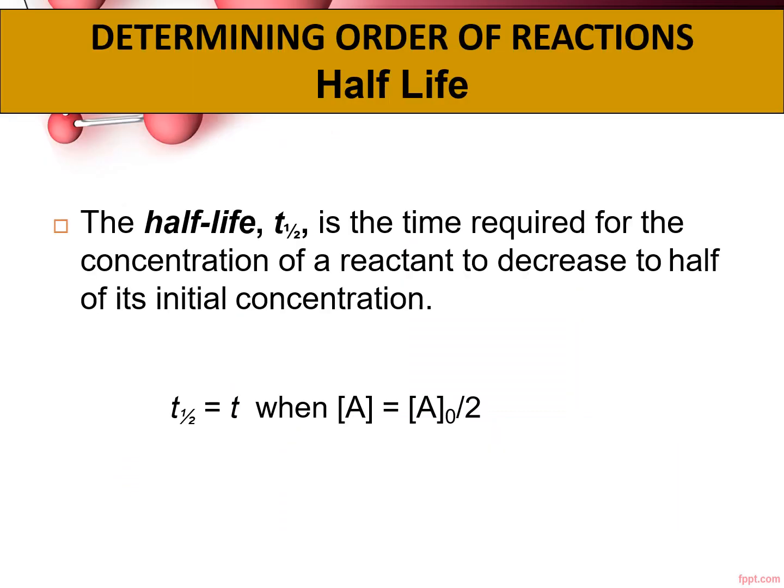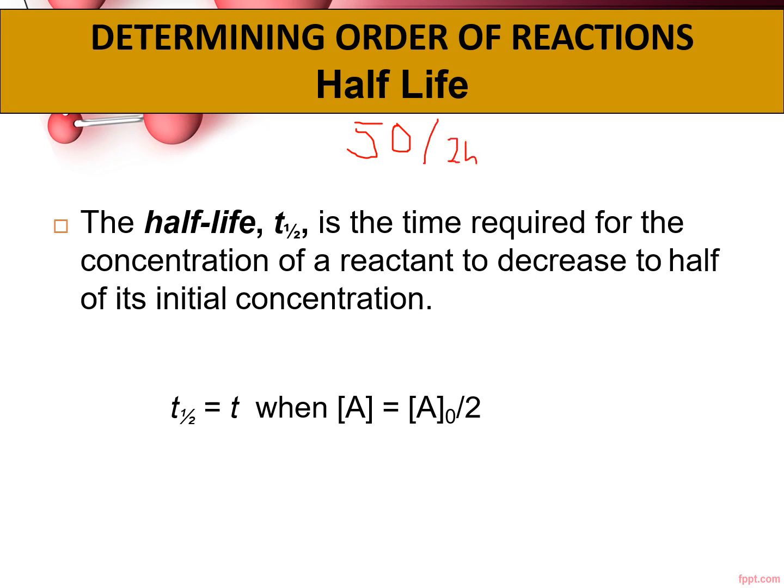The third one is half-life. Half-life is t half. All living things have their own half-life. For example, we ourselves have our own half-life. Let's say our life would reach a maximum of 50 years old, so our half-life is basically 25.